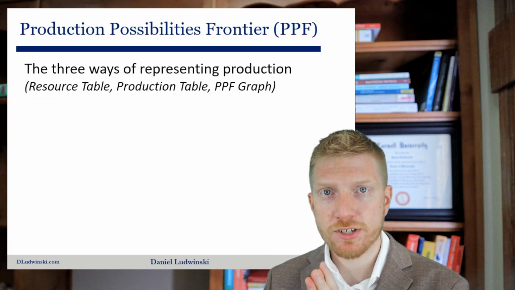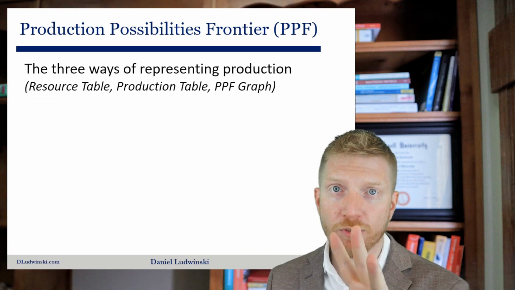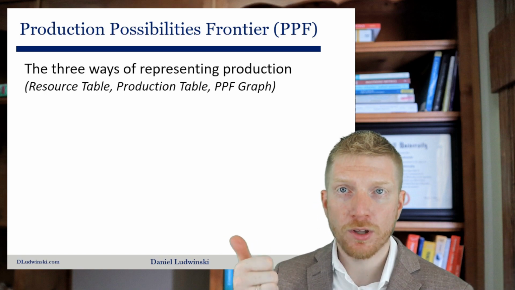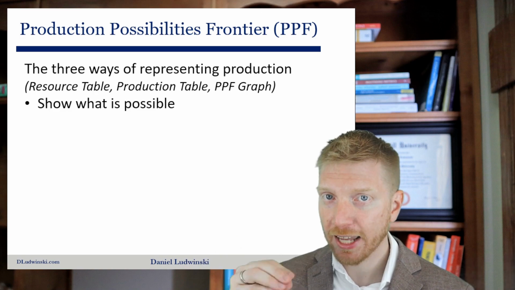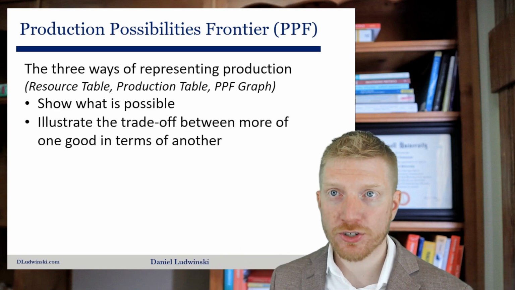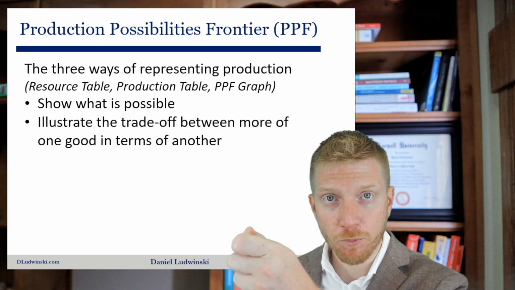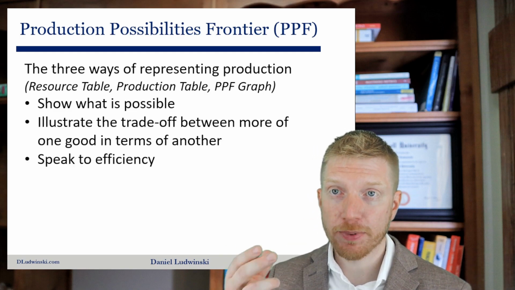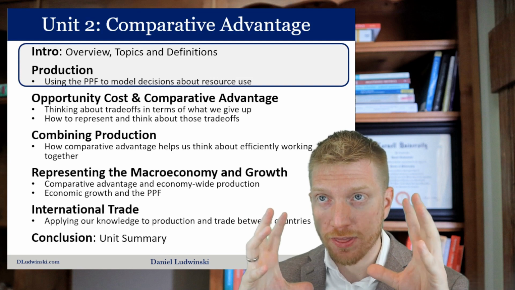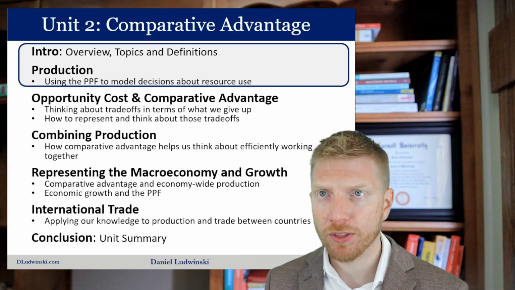So to summarize the introduction here, we had those 3 ways of representing production: the resource table, the production table, and the graph. It shows what is possible, what can be produced, and it illustrates the trade-offs between getting more of one good in terms of what we have to give up of another. This is going to allow us to speak to efficiency. And so that's the introduction and an overview of this model.